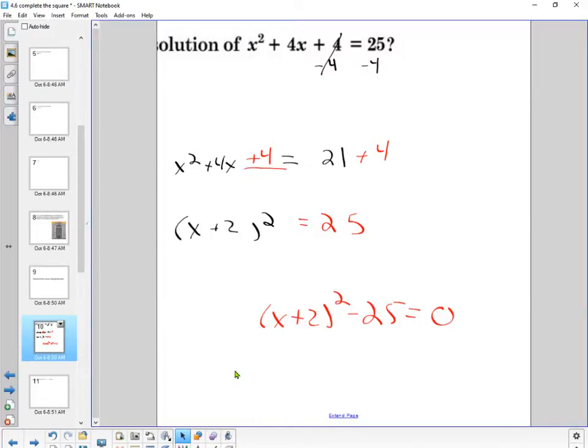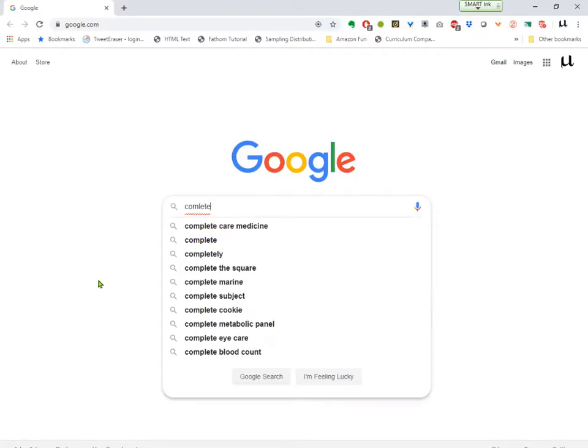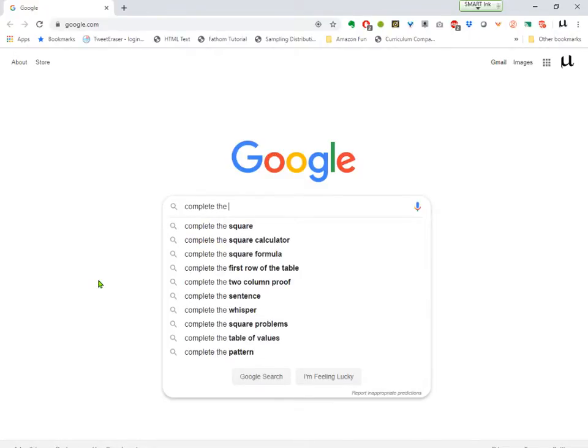Can we try one? I want to blast you with a bunch of them first, because I'm going to try a new method. Elijah, you ready, please? Yes, sir. Because here's what I want to try. I think that if you see enough of them, you're going to pick up what I'm doing, and then you can try one. Okay? So I'm going to go to Google. Google. Complete the square.